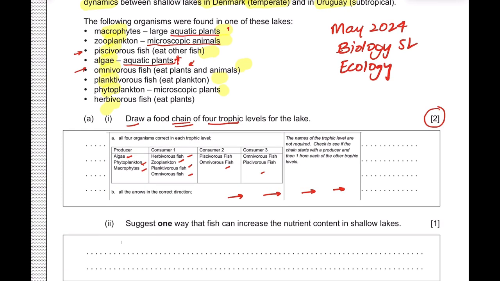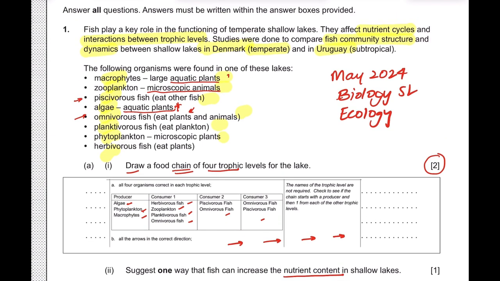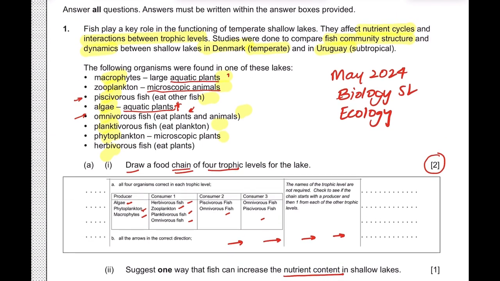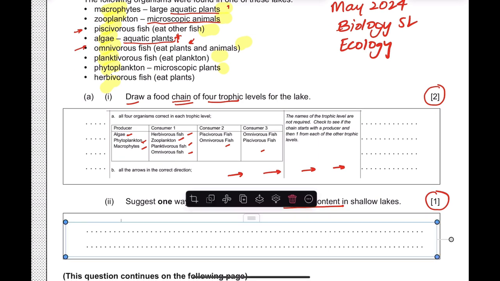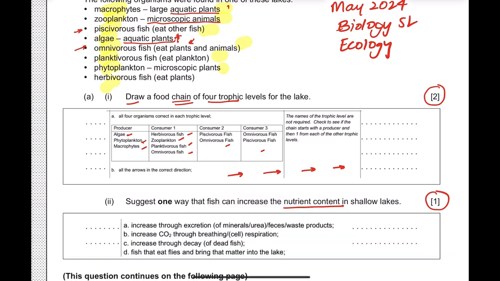Now suggest one way that fish can increase the nutrient content in shallow lakes. So this is again a information question, and it is only 1 mark, but if I show you the mark scheme, it is having a lot of points to whatever waste product. The waste product can be the nutrients, and CO2 is increasing the nutrient contents. Now why are we saying CO2 as a nutrient content? Because it can be utilized by the plants.